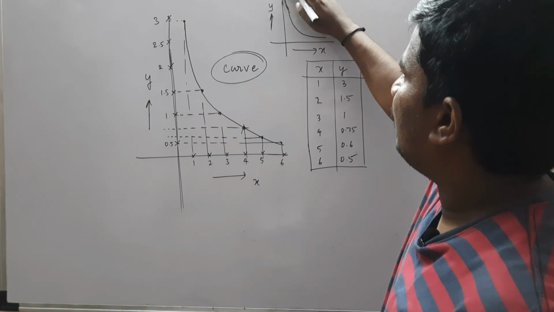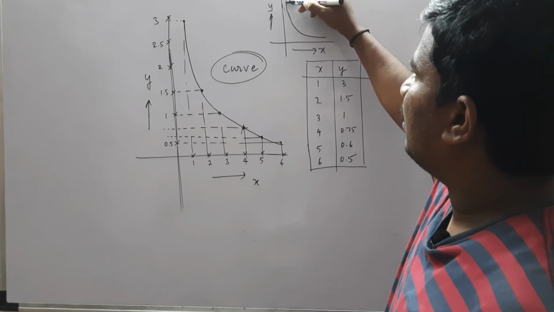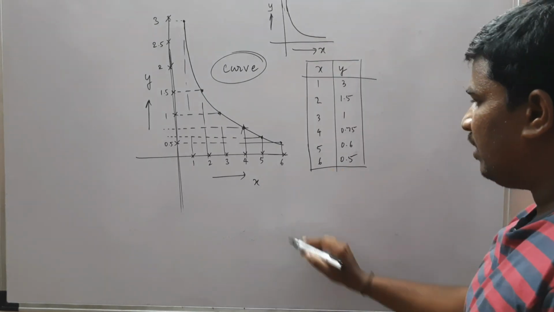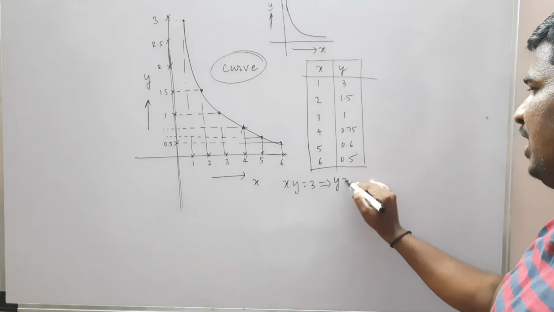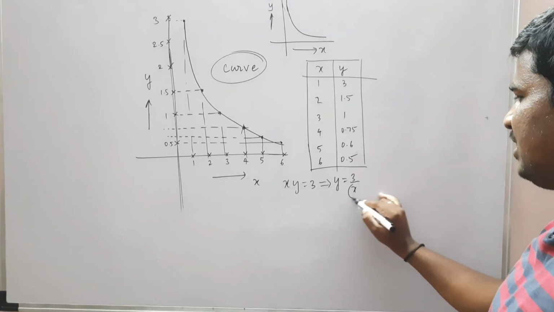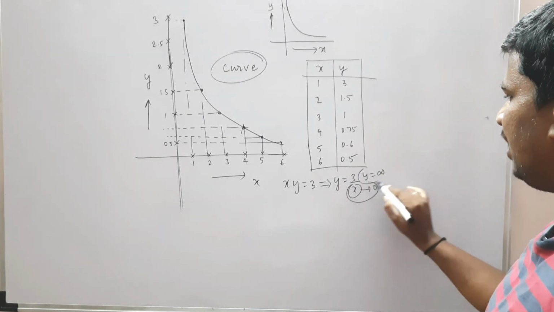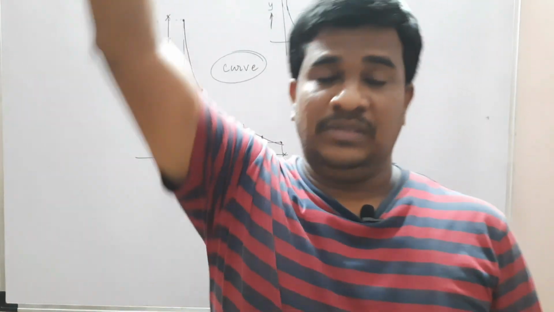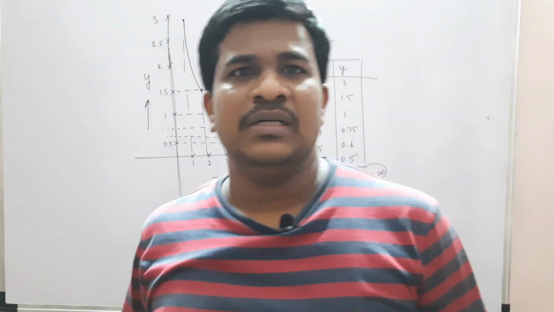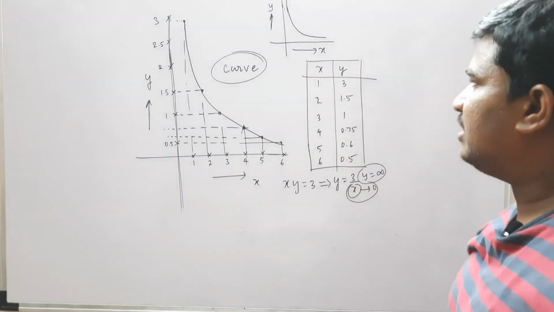You cannot touch here, because it is impossible. The graph won't touch the y-axis because our equation is xy equal to 3. Here I can write y equal to 3 by x. So if x is 0, y will be infinity. You cannot mark infinity on the y-axis, you cannot point it in the graph. That is the reason you cannot touch it on the y-axis.